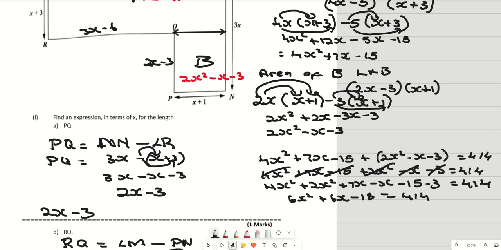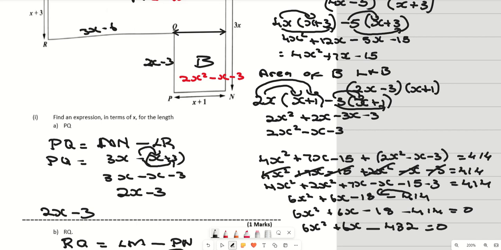However, we want it to be equal to 0, so you're going to carry this across the equal sign. If you carry across plus 414, the opposite of plus is minus, so that's 6x squared plus 6x minus 18 minus 414 is equal to 0. Let's just check. Minus 18 minus 414 is minus 432, so this is 6x squared plus 6x minus 432 is equal to 0.